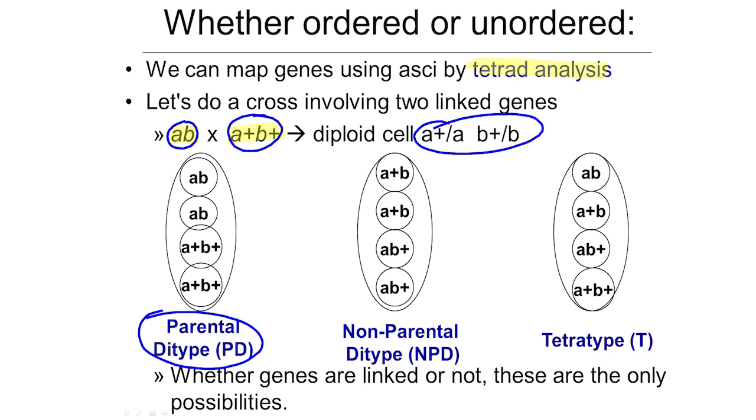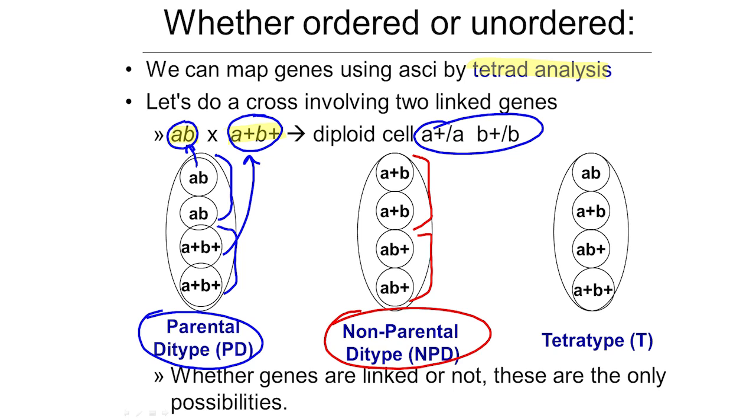A parental ditype is named because ditype means that there are only two types of spores in there, and in this case those spores resemble the parents, even though I know they're not parents in the traditional sense, but they were the original cells that generated this, right? So a parental ditype means here's an ascus with two types of spores in it, and they look just like the parents. Obviously, a non-parental ditype also has two types of spores in it, but they are absolutely not. They're the opposite of the parent, right?